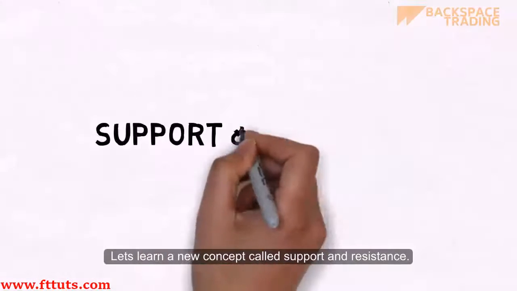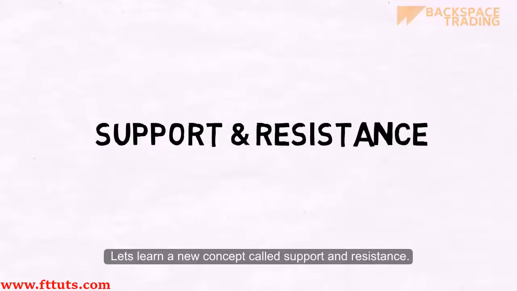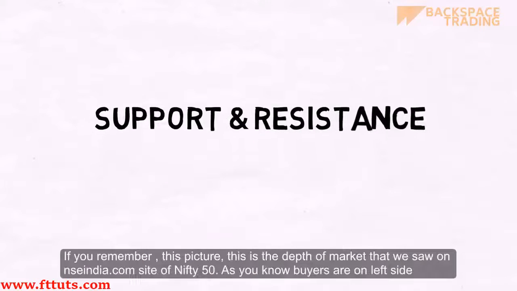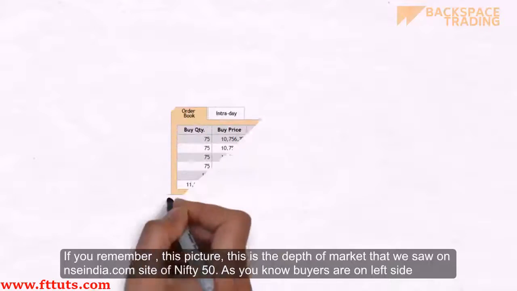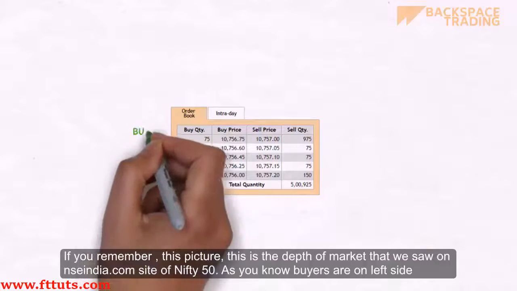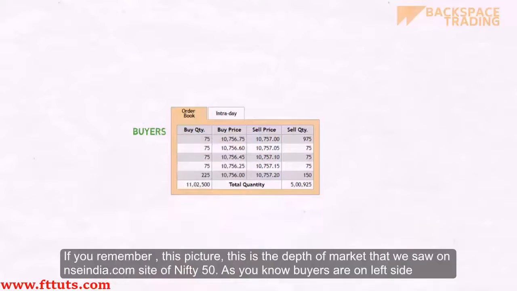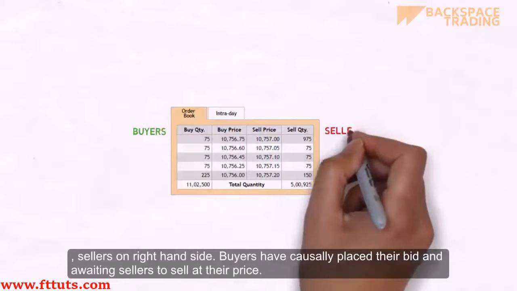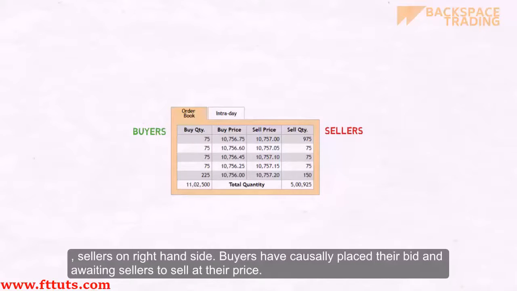Welcome. Let's learn a new concept called support and resistance. If you remember this picture, this is the depth of market that we saw on nseindia.com site of Nifty 50. As you know, buyers are on the left side, sellers on the right side. Buyers have casually placed their bid and are awaiting sellers to sell at their price.